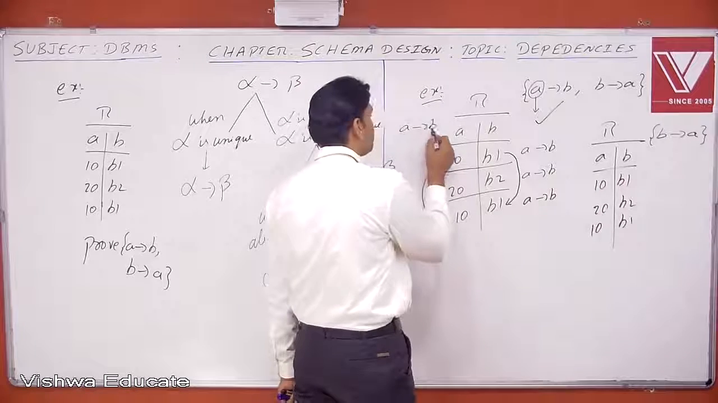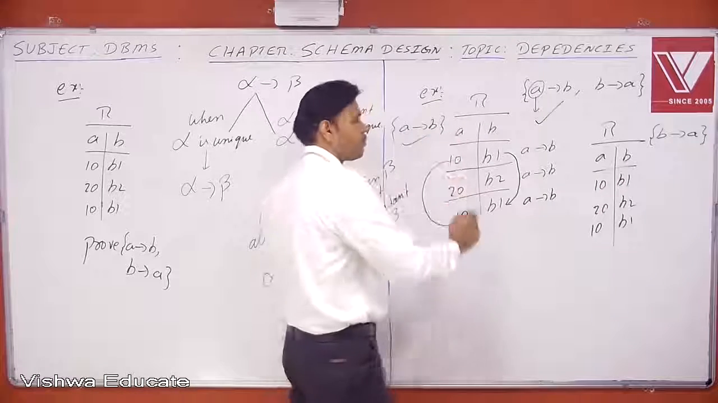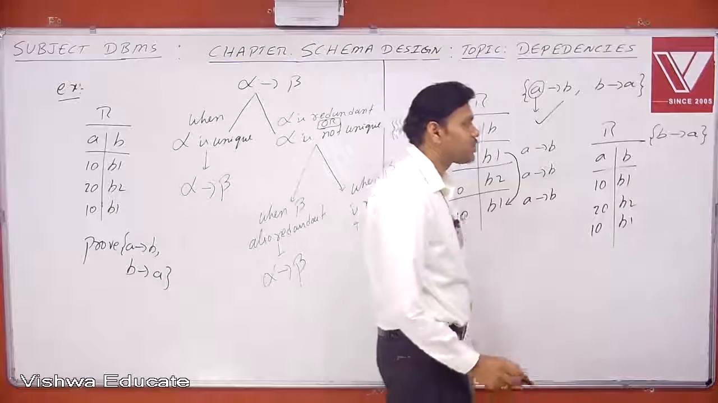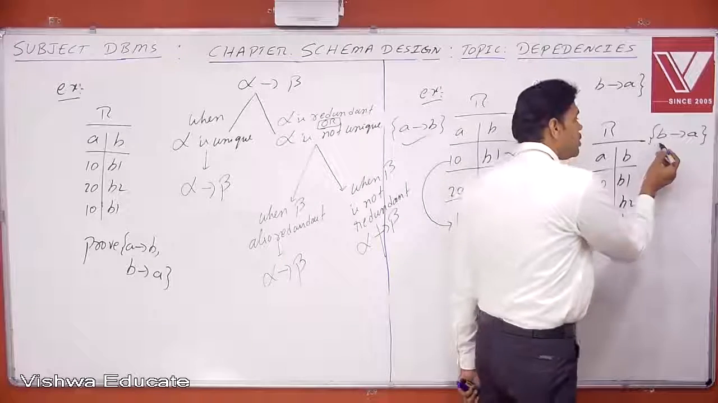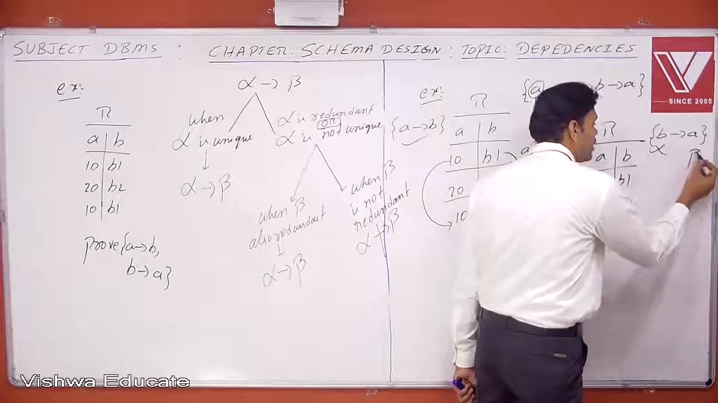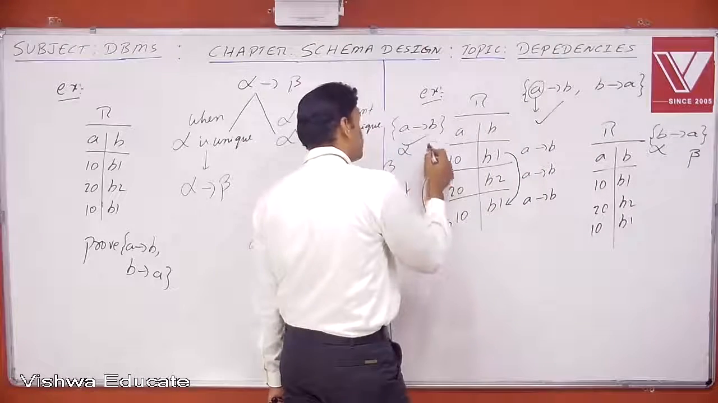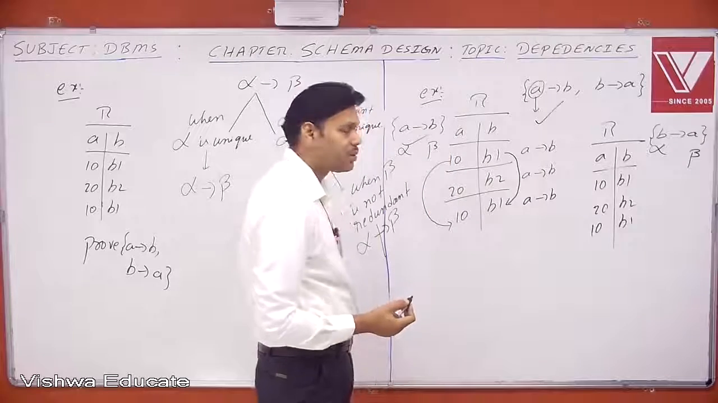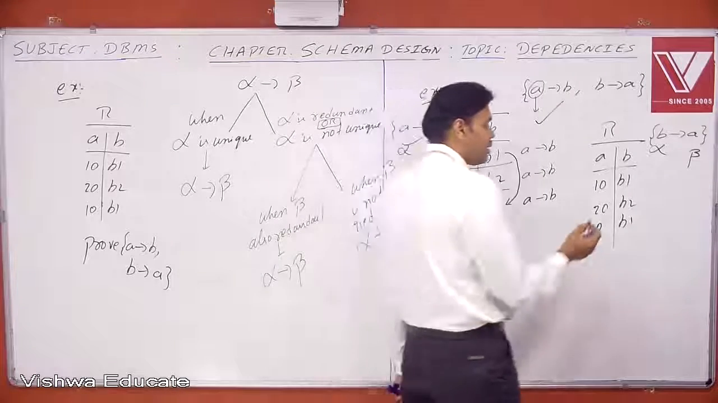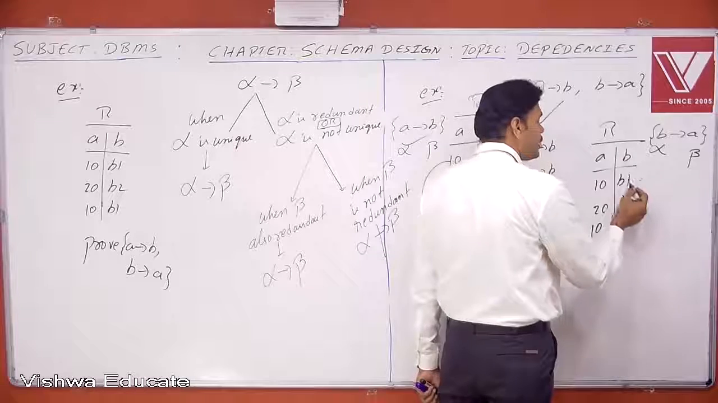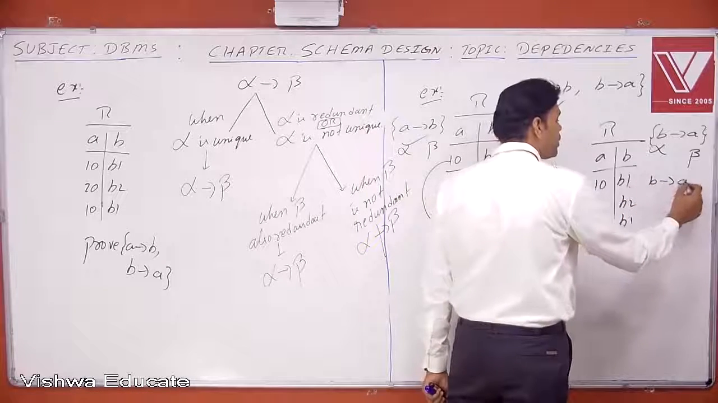And this is already proved. A to B is proved. So what is B tends to A? This time you need to look at, this is our alpha and this is your beta. Earlier this is your alpha and this is your beta. Now you tell me, B1 is a unique value, so automatically what is proved?